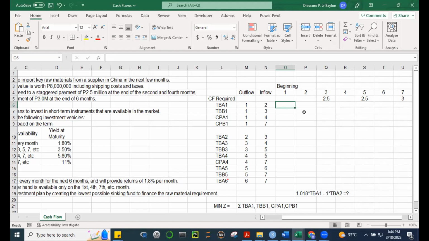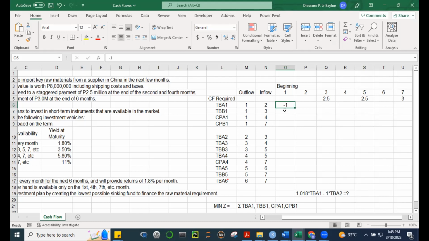Okay, so therefore the factor as far as TBA1 is concerned, when I say the factor, to get that amount, you multiply the factor by the investment. So for example, if the investment for TBA1 is 100,000, what will be its factor? The factor will be -1. Okay? -1, why -1? Because when you multiply -1 by that 100,000, then that's the outflow. That's the amount that will be invested.